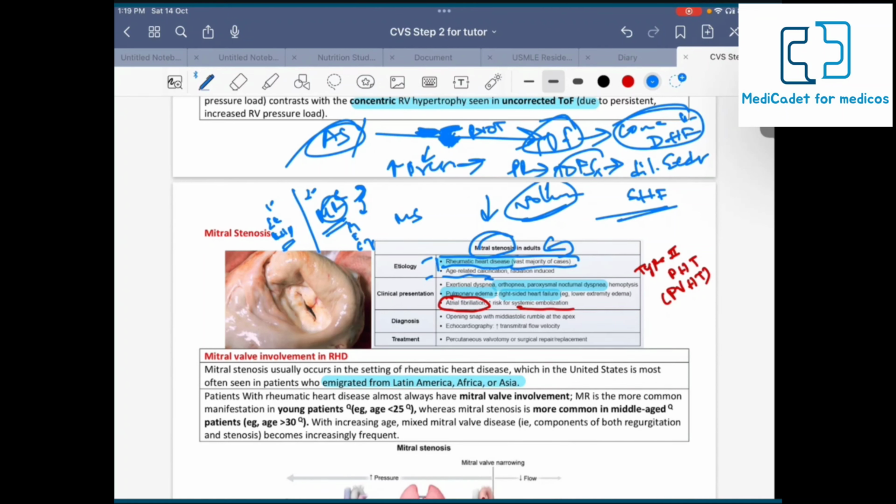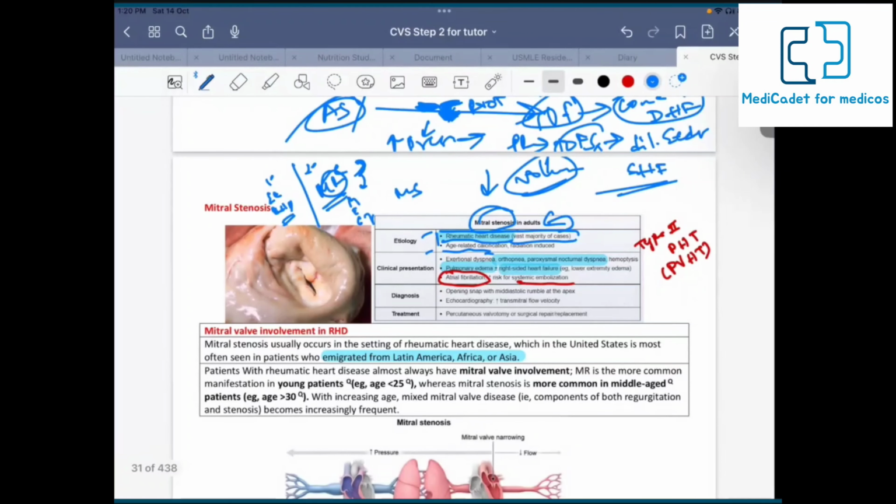But I'm telling you, when it comes to solving questions, the symptoms are vague. Don't go with the symptoms. Go with the murmur and go with the history and look for the other clues. Okay, not with the symptoms. Symptoms will be vague when it comes to the regurgitation murmur.